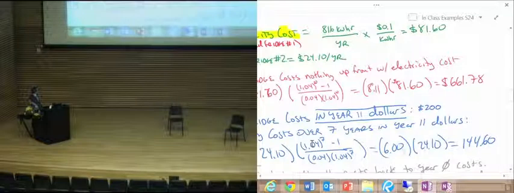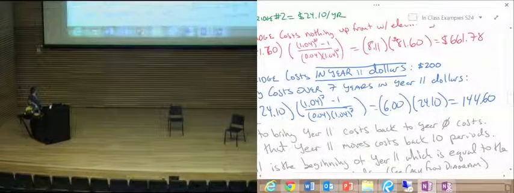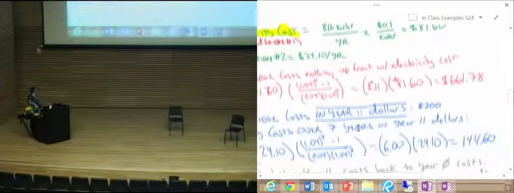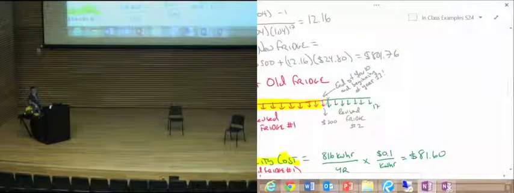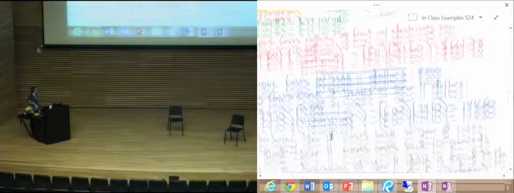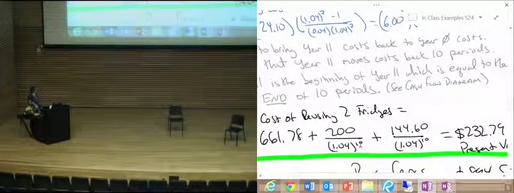So you see here's 7 years of payments, 4%. The annuity factor turns out to be 6 here. So you're paying $144.60 for electricity from the end of year 10 to the end of year 17 there. And basically you need to bring the year 11 cost back to year 0. And note that this is the beginning of year 11, so that's actually the end of year 10. So your n in that equation is going to be 10.